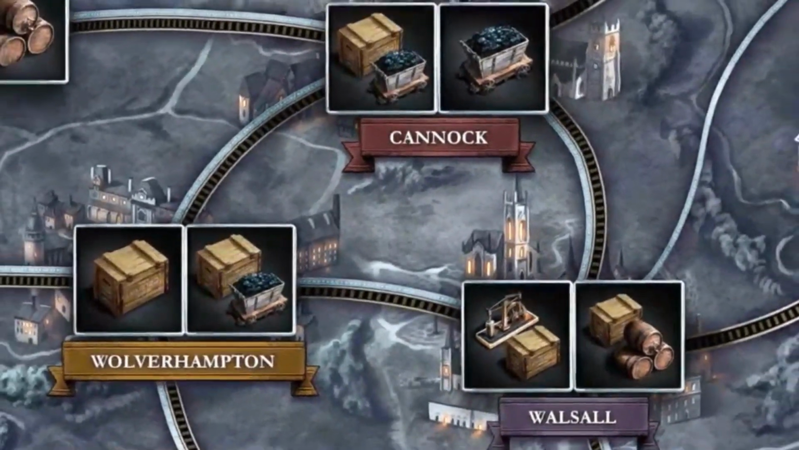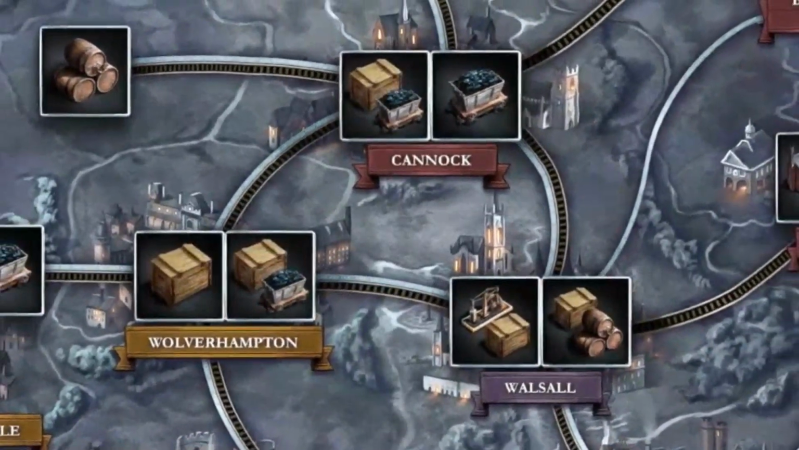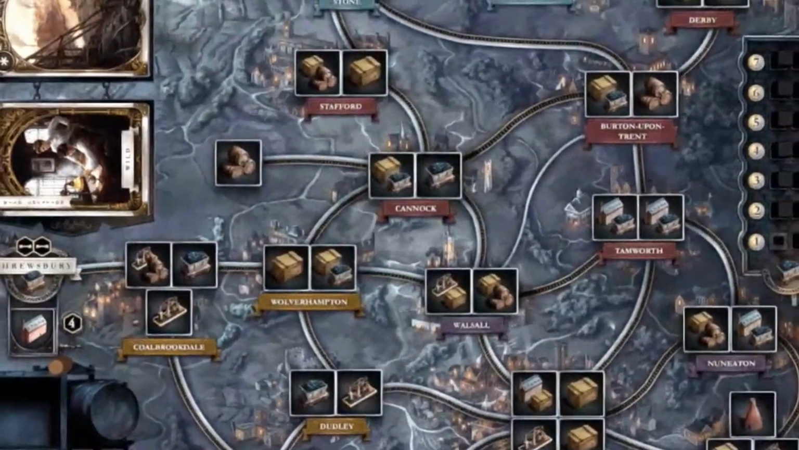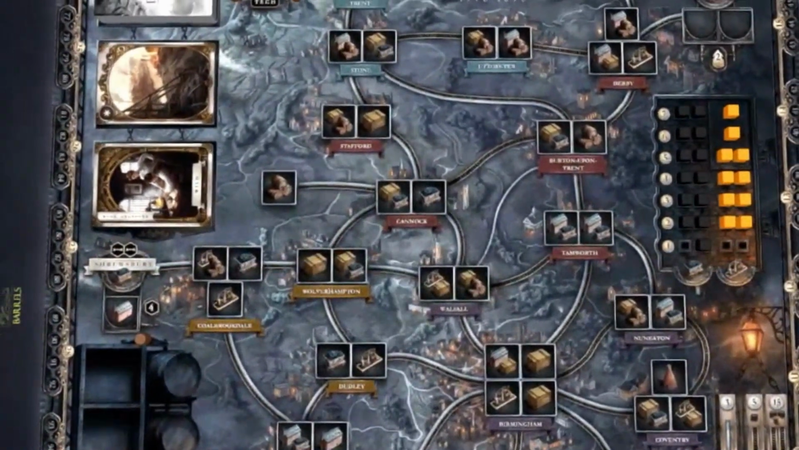Brass Birmingham immerses players in the industrial era England, requiring them to take on the role of entrepreneurs that are building their business empires. The game highlights the role of shipping by boat in the early industrial era and the transformation that came with the railroad.